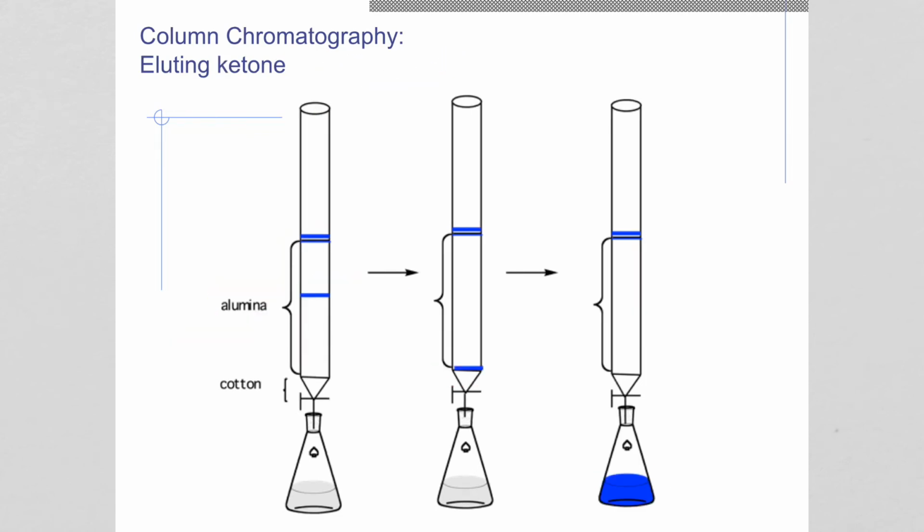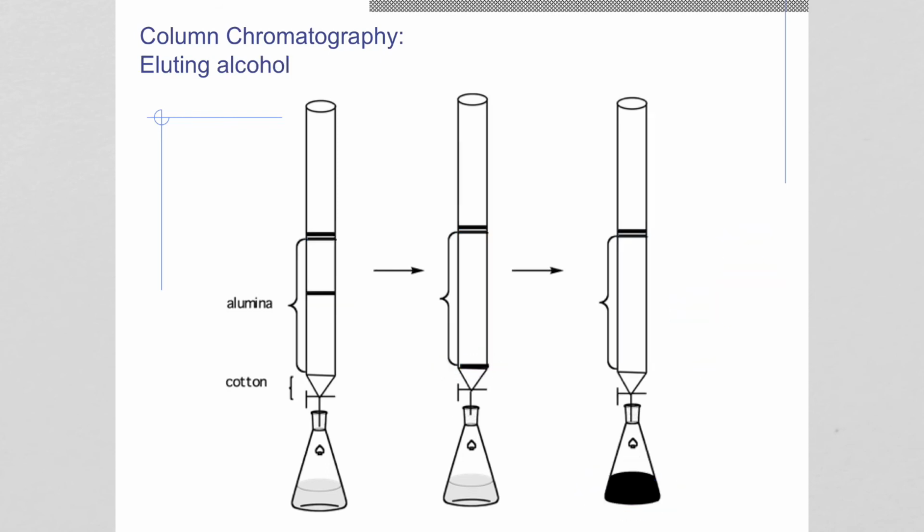Once the compound with the highest RF value is eluted, the other compounds start coming off. Notice this is now showing the ketone, which is slightly more polar because it's got the polarized carbonyl bond. So that's going to be the second compound to come off. And then finally, the last compound to come off is going to be the alcohol, which is the most polar because it has this OH bond here.